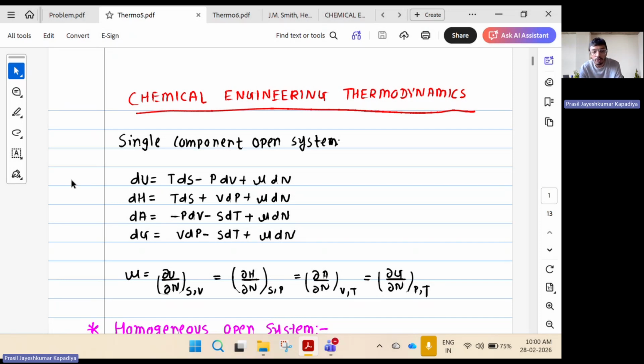So for single component open system, we have derived that dU is equal to TdS minus PdV plus mu dn, dH is equal to TdS plus VdP plus mu dn, dA is equal to minus PdV minus SdT plus mu dn, and dG is equal to VdP minus SdT plus mu dn, where we defined mu is equal to del U by del N at constant S comma V, mu is equal to del H by del N at constant S comma P, mu is equal to del A by del N at constant V comma T, and mu is equal to del G by del N at constant P comma T.